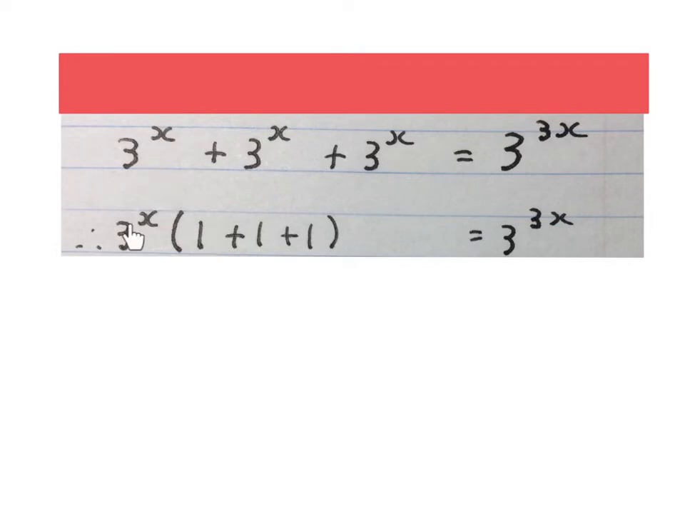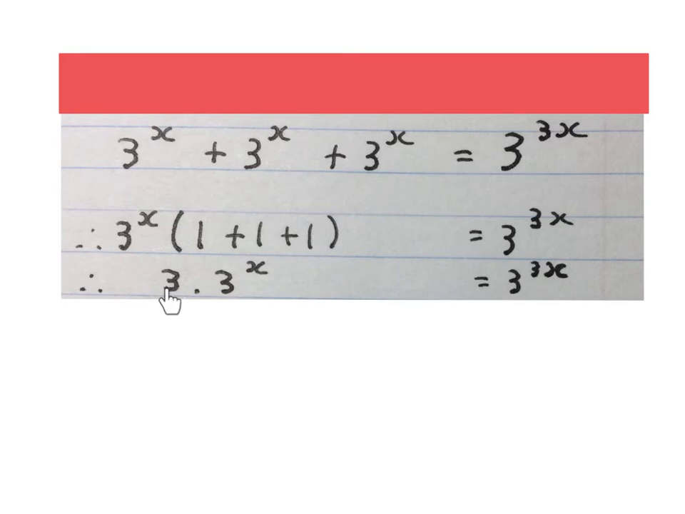Then we ask 3 to the power of x times what will give me 3 to the power of x again, which is times 1 again. And 3 to the power of x times what will give me 3 to the power of x again, which is 1 again. Think backwards. This times this will give me that, this times this will give me that, and this times this will give me that. That gives us 3 times 3 to the power of x is this.